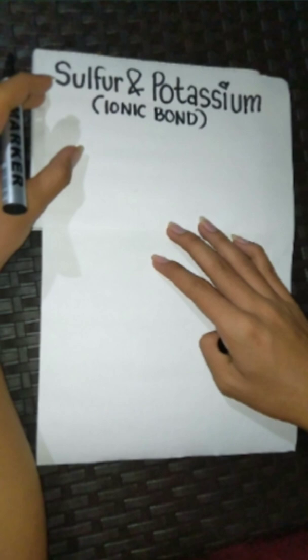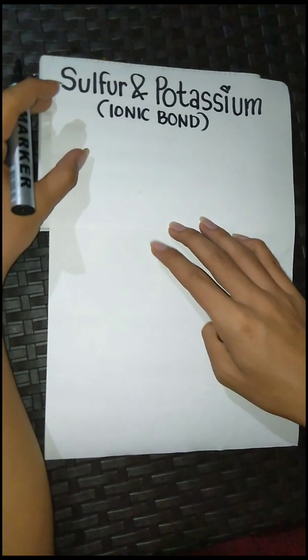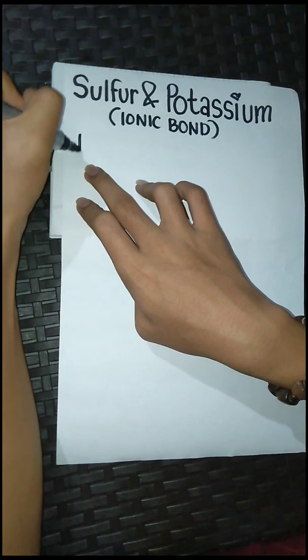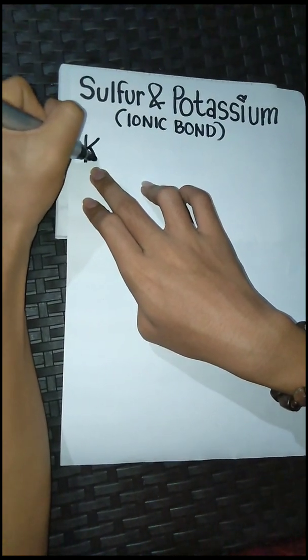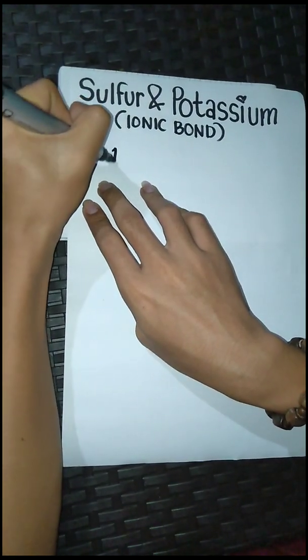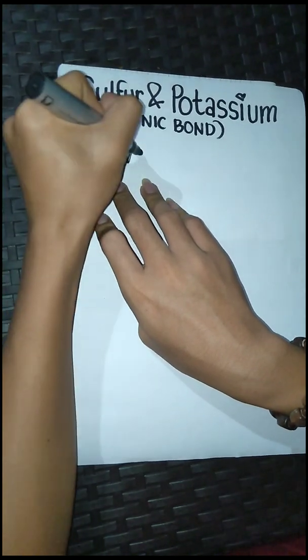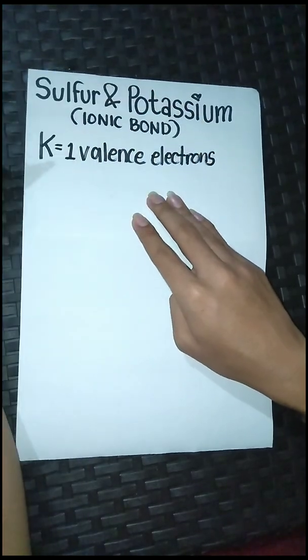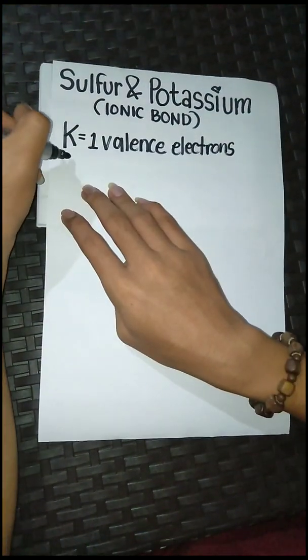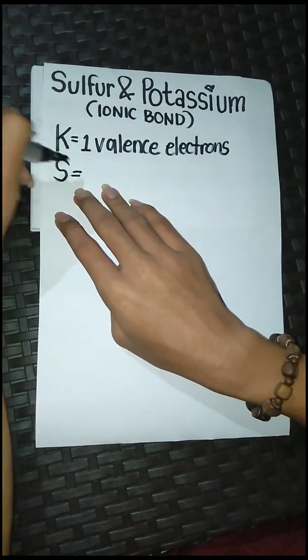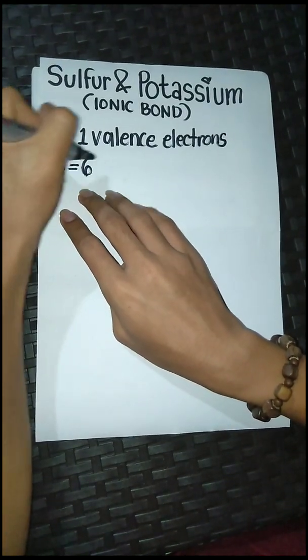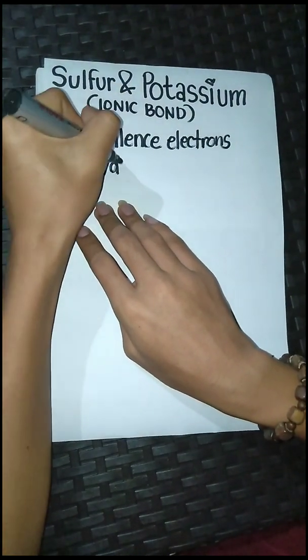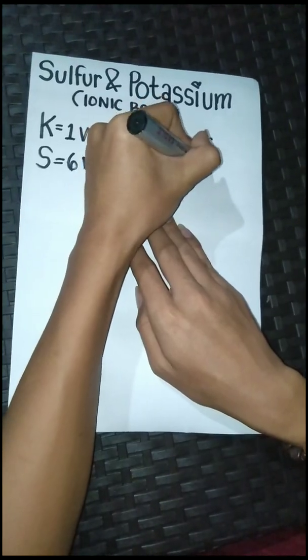Sulfur is a non-metal, while potassium is a metal. The combination of a non-metal and a metal will produce an ionic bond. On the periodic table, potassium has one valence electron. However, sulfur has 6 valence electrons.